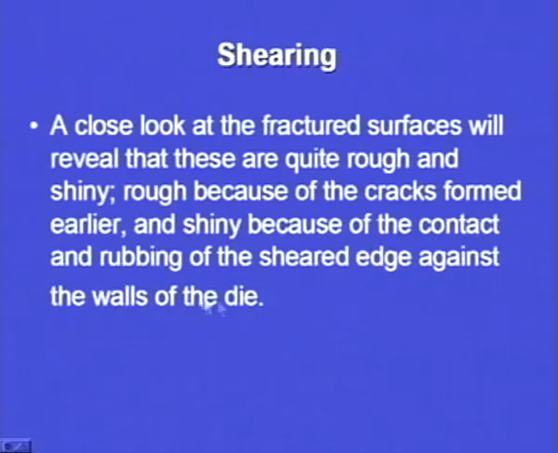Why will it be shiny? Because this will be in contact with the die surface. The die, basically made up of a very wear resistant material, will rub against this sheet and result in the shiny portion. So, the edge that has been sheared off will rub against the wall of the die and we will get a shiny portion. The clearance between the die and the punch also plays an important role in deciding what kind of surface finish we are going to get.